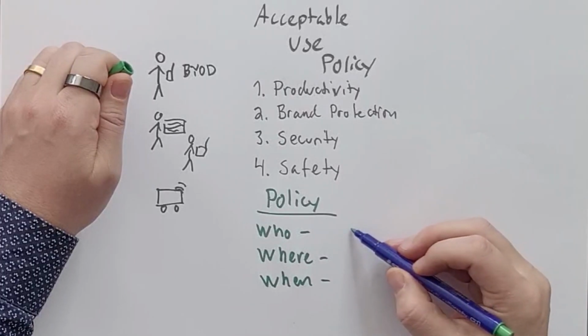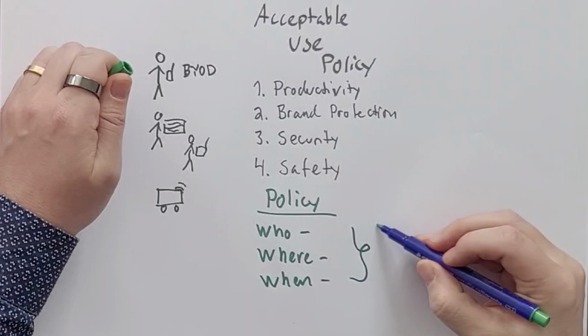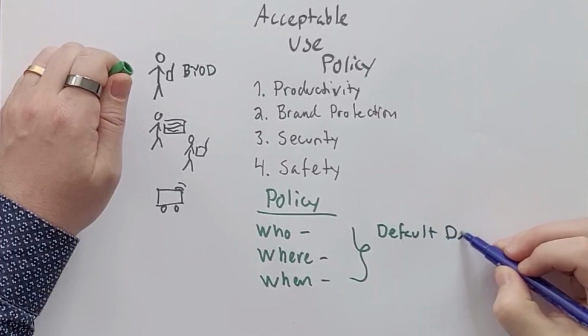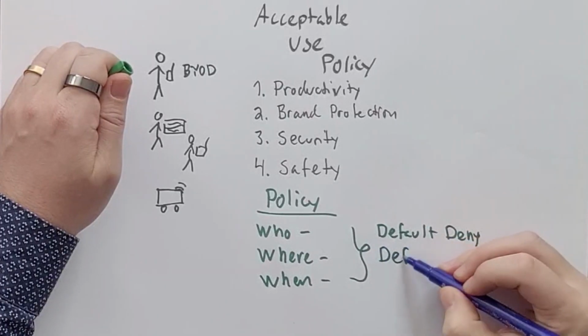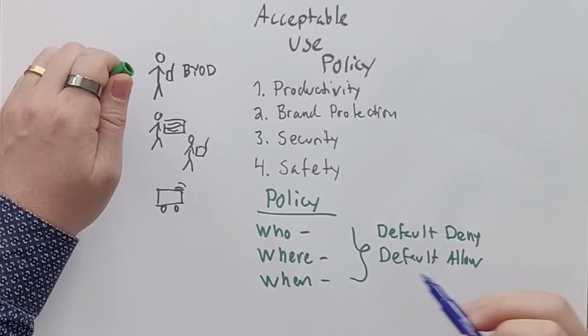And then these come together in the policy, but you also need to decide how strict you want to be. Do you want to have a default deny? Or do you want to have default allow? Default deny means that everything is blocked except a few things that you say are acceptable during business hours. Default allow allows everything except a list of things that you decide to block.